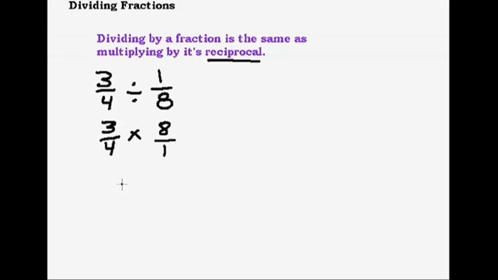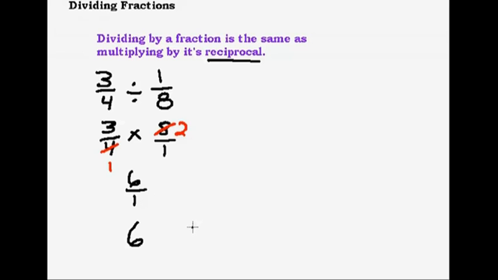Okay, so 4, 8, looks like I can cancel there. Let's do that. So 4 goes into 4 once. 4 goes into 8 twice. Now we multiply straight across. 3 times 2 is 6. 1 times 1 is 1. 6 divided by 1 is 6. So 3/4 divided by 1/8 is 6.